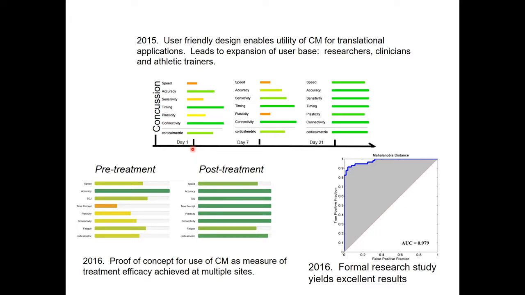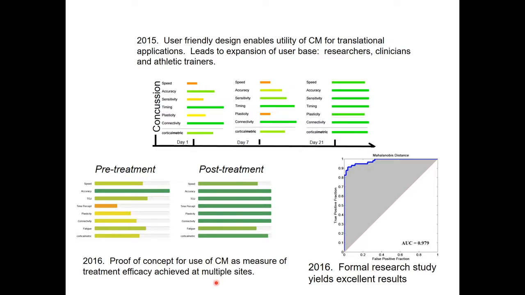But you can see just intuitively, day 1, day 7, day 21, that the metrics we're tracking post-concussion on this individual intuitively look better. Pre-treatment versus post-treatment data also showed a lot of promise for using CorticalMetrics as a method for tracking treatment efficacy. And that was basically more recently, in the last year.